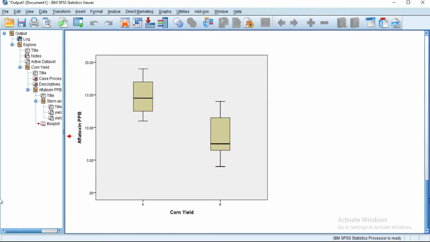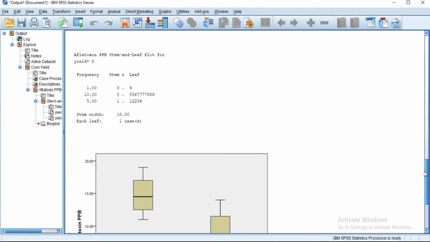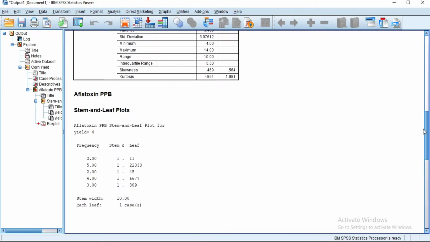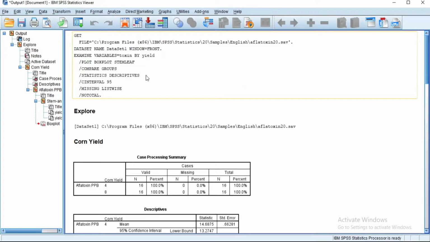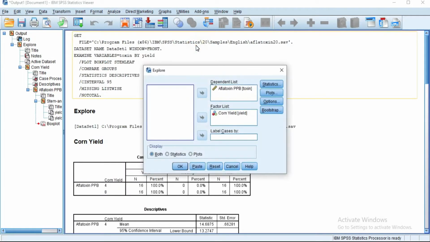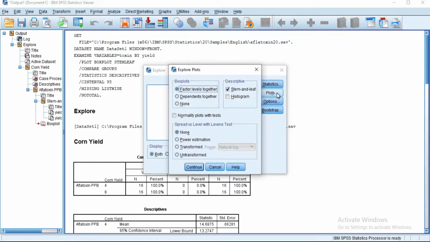And a few other plots are also obtained from these explore commands. So I'm going back to the explore command you see here. Analyze, descriptive, explore. We see the variables that were selected earlier are lying in the columns. And now I am clicking the button Plots. So here a few of the plots can be obtained.